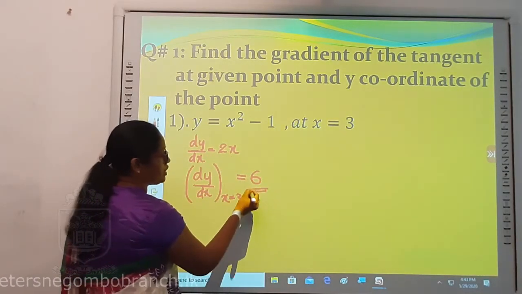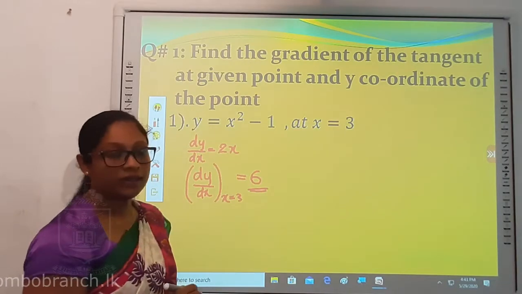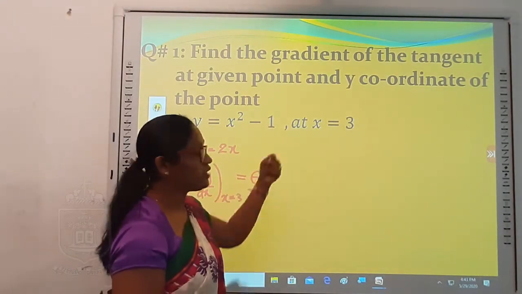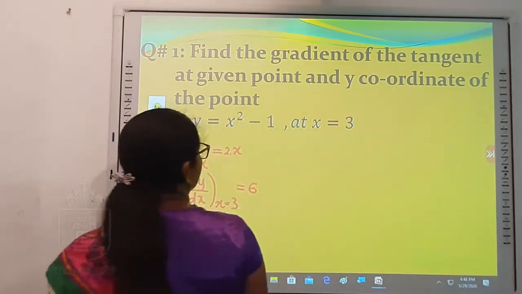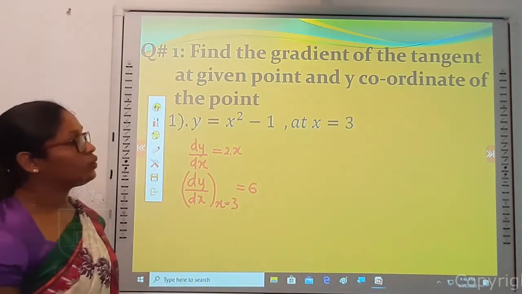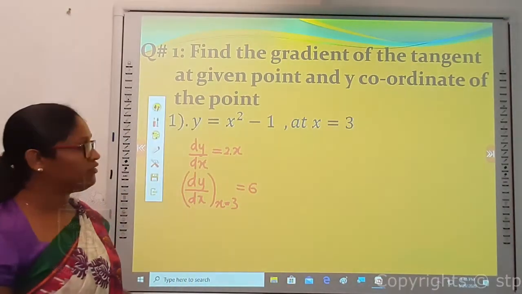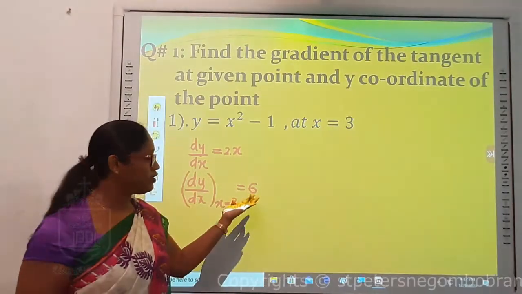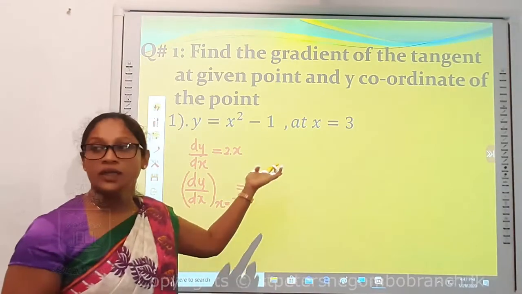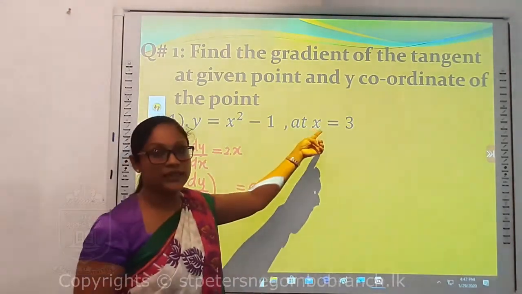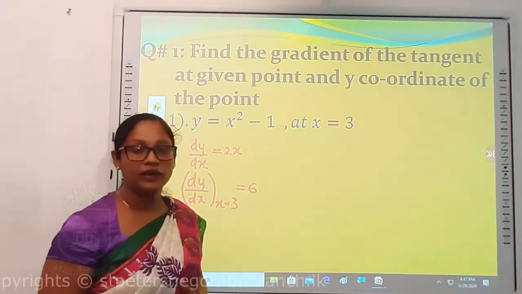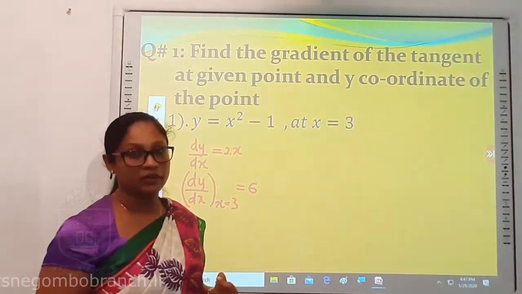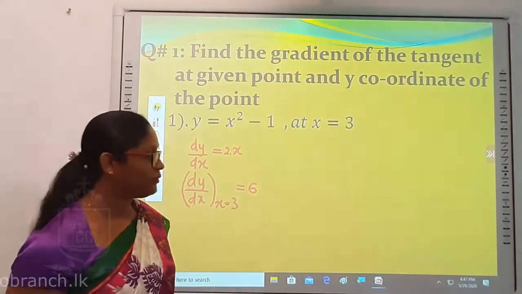So this is what we have found: the gradient of the tangent drawn to the curve at x equals 3, right? Next we will see how to find the coordinates of the respective point. That means what we have found here is the gradient of the tangent drawn to the curve at x equals 3. Now I am going to find the coordinates. The x coordinate is already here, so what is the y coordinate of this respective point?